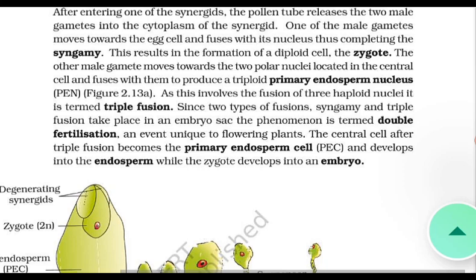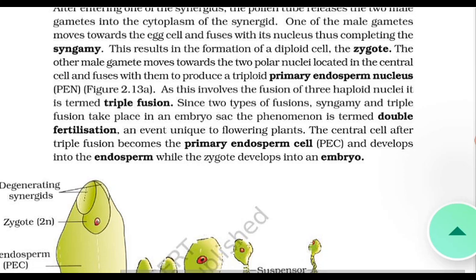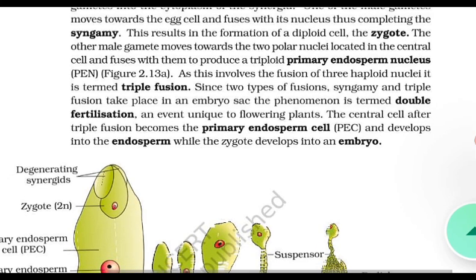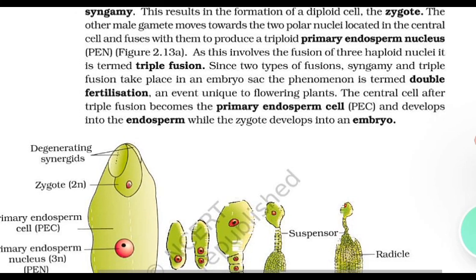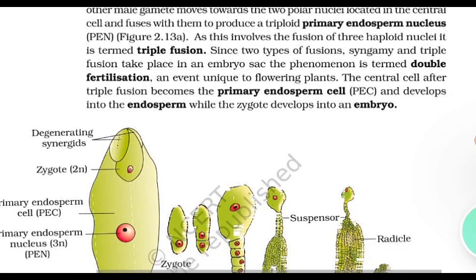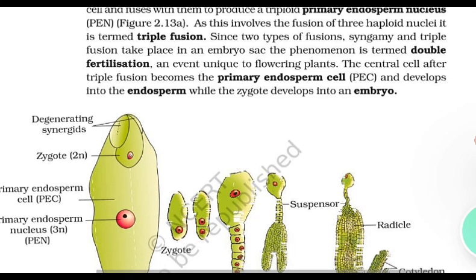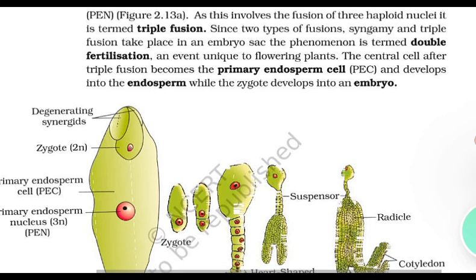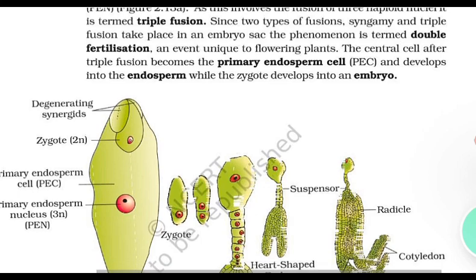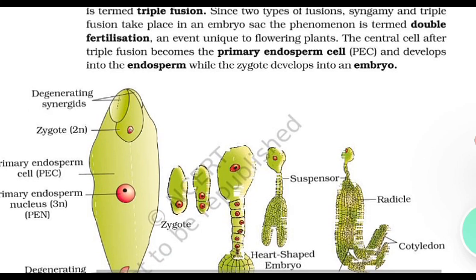Clear? Next is outbreeding devices. Majority of the flowering plants produce hermaphrodite flowers. Which ones? Hermaphrodite flowers. And pollen grain are likely to come in contact with the stigma of the same flower. Continued self-pollination results in inbreeding depression.